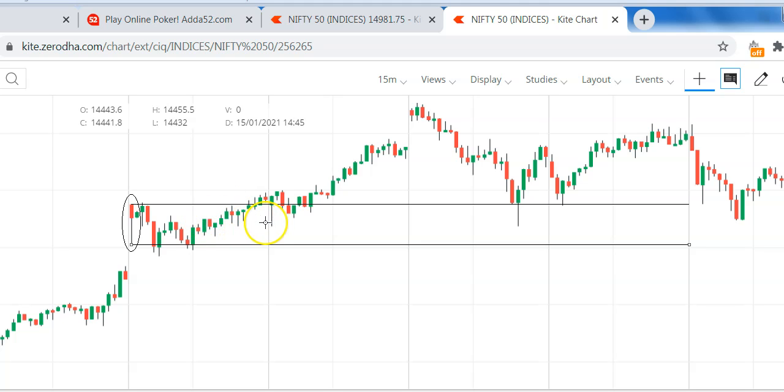Even if it is within the range, it is still bullish, because more often than not, 70% of the times, markets are bullish. So if it's in the neutral zone, you still have to consider that markets are bullish.